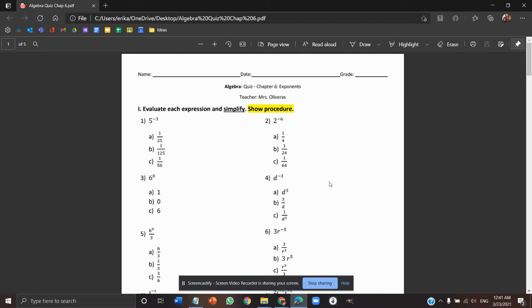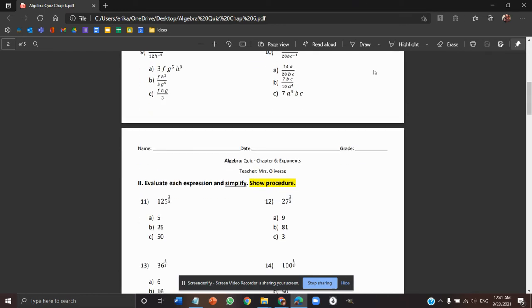I will normally give you a Google form with the quiz, but not this time. For some reason, I just had a lot of trouble with my Google Forms, and it was very, very difficult for me to digitalize this quiz. So this time, I'm not gonna give you a Google form to fill out. And you're gonna tell me, Miss Oliveras, then how are we gonna send you this quiz?